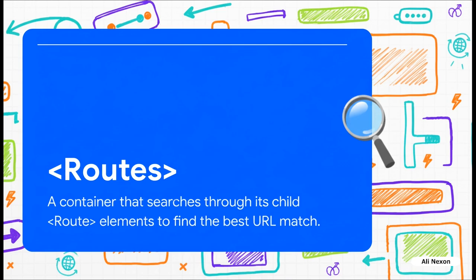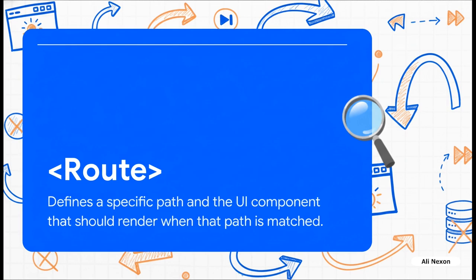And that is the job of the routes component. It holds all of our specific paths, and it's smart enough to find the one that perfectly matches where the user is trying to go. And the rules themselves? They're defined with the route component. Each one is a super simple instruction. Hey, when the path is /about, I want you to render the About Us component. You just create one of these for every page in your app.